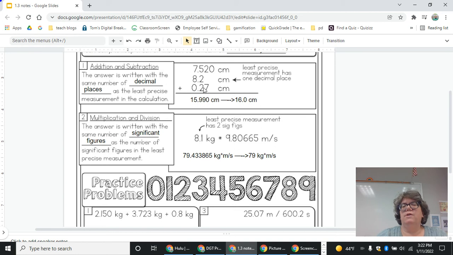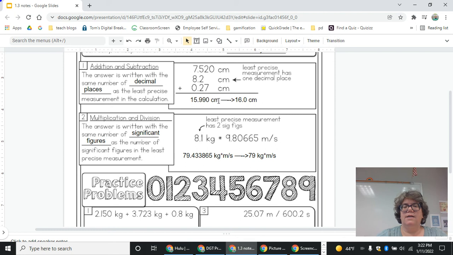So we're adding these three numbers together. This one in the middle here is the least precise. It only has one number past the decimal. This one has 3. This one has 2. So our answer can only have one number past the decimal. First thing we do, add all these up. We get 15.990, sorry.